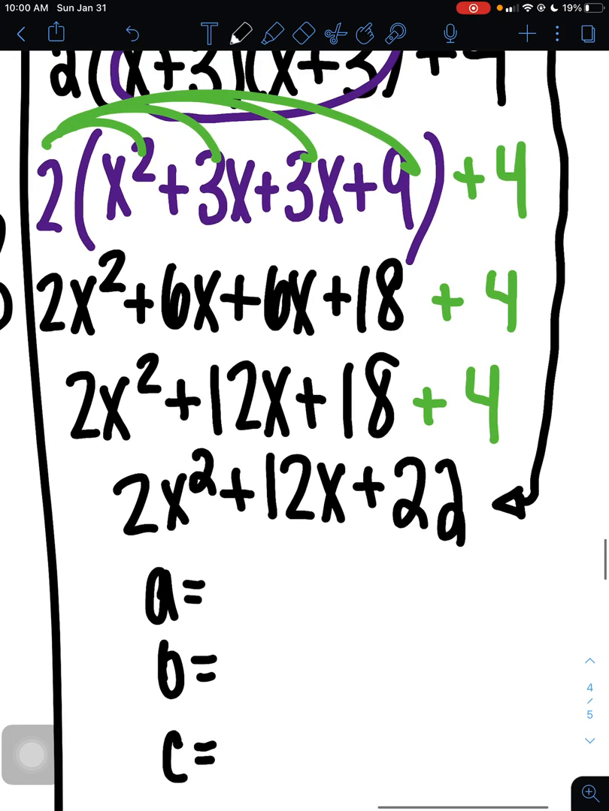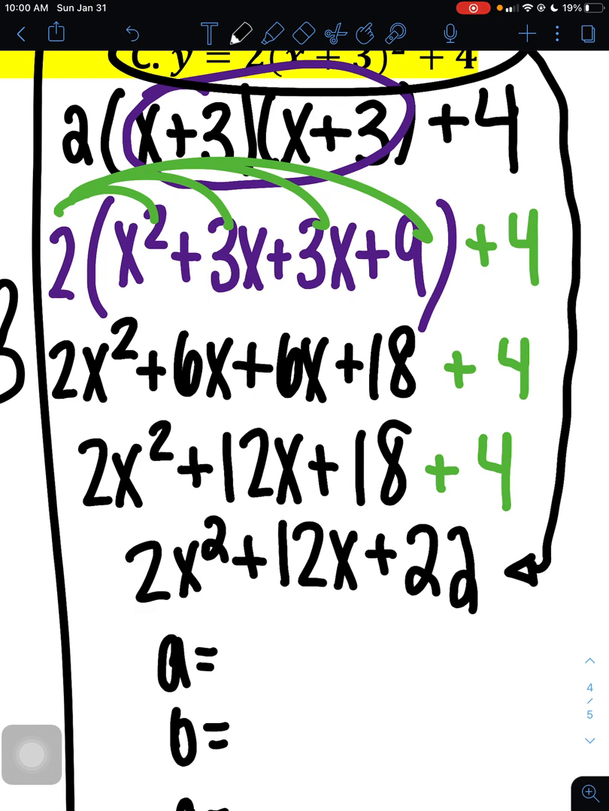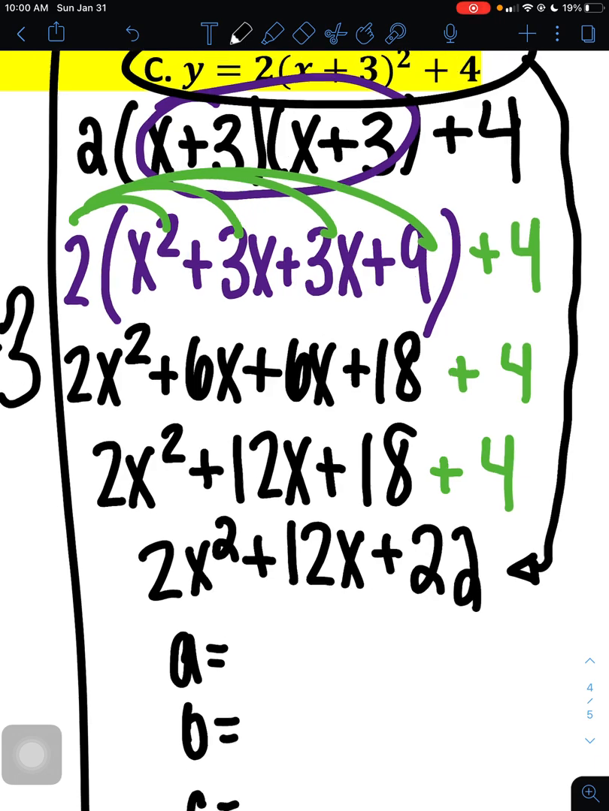And I do want you guys to know that we could have simplified this purple first and then did the distribution of the 2, or we could have did it the way that we done as well. So that's another thing, the beauty of math. Different ways, different methods can get us to the same answer. We just have to make sure our process is consistent.